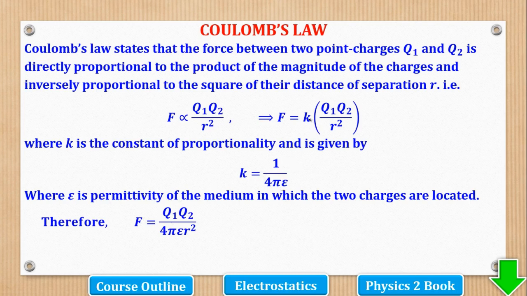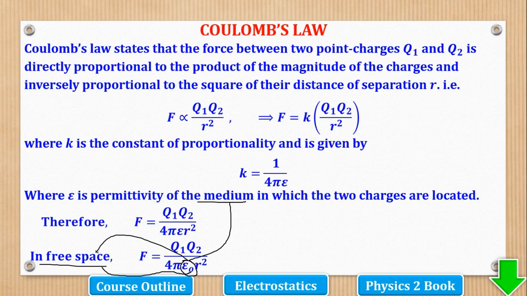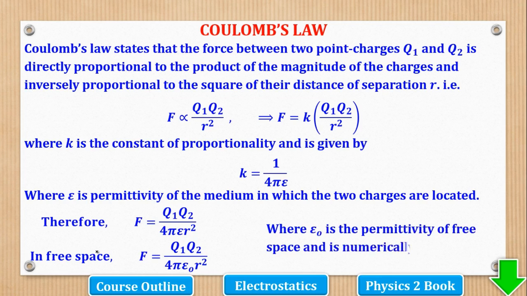So that means that when you substitute for k, we are going to come up with this expression. But like I said, we usually use free space as the medium. So when you use free space as a medium, remember to put this note, epsilon naught. This epsilon naught means permittivity of free space. So in this case, the medium is free space. And that constant has a value which is 8.85 exponent negative 2 farad per meter.